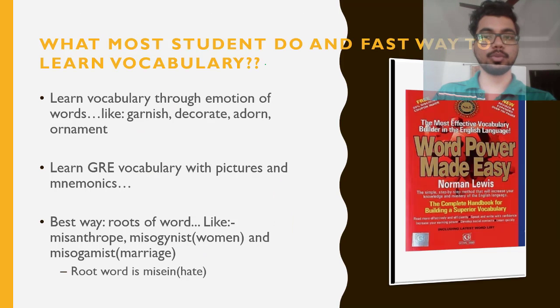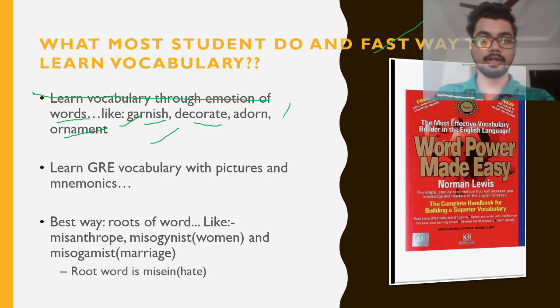So what do most students do, and what is the fastest way to learn GRE vocab? The first way is to learn the GRE words with emotions, so you can catch the emotion of the word. You can learn the word through its antonyms or synonyms. For example, I have given the word garnish: decorate, adorn, and ornament are three or four words which can be used for the same meaning. So for sentence equivalence, this is the best trick to learn the words.